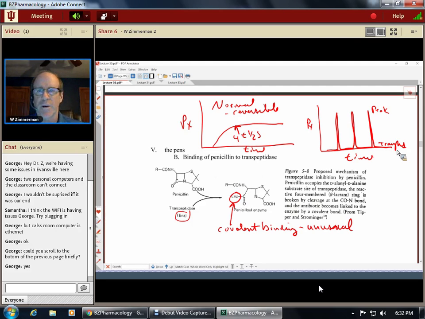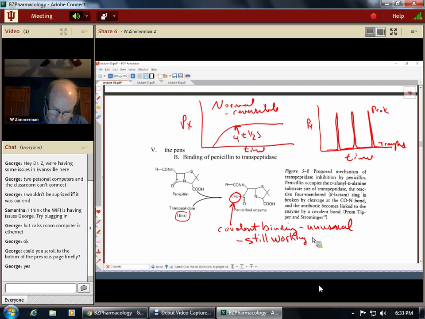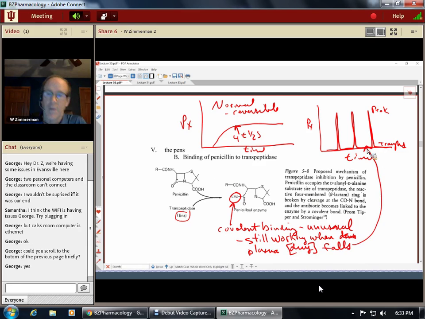And you might think, well, the drug isn't working during the trough. There isn't hardly any in the plasma at all. It all got excreted. But you have to remember, the drug is covalently bound. So because it's bound covalently, it is still working when the plasma drug concentration falls. So during those troughs, you won't be able to measure hardly any drug.